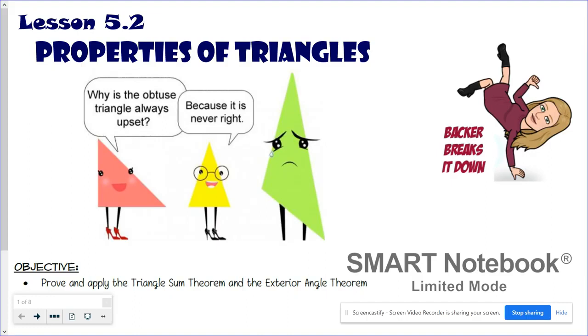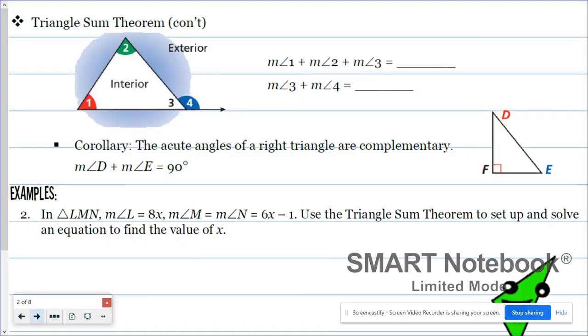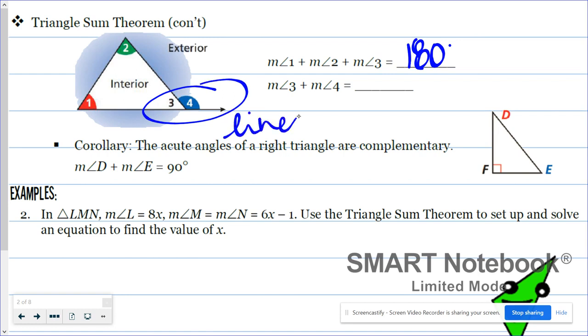In this episode, we're going to look at properties of triangles. As you know, the sum of all three angles of a triangle is 180 degrees. And what can we say about the measure of angle 3 plus the measure of angle 4? Well, since they form a linear pair, we know that they are supplementary. So that means they add to be 180 degrees as well.